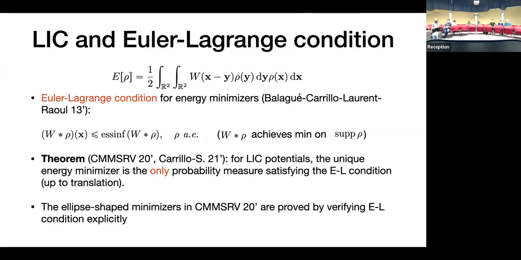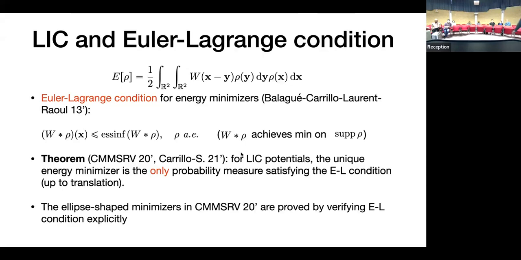Okay, so about this energy functional, if you care about the energy minimizers, a very natural thing to do is to derive the Euler-Lagrange condition for energy minimizer. And this was done in the work of Carrillo, Laurent, and Rao in 2013, which basically says that the generated potential W convolved rho has to achieve its minimum on the support of rho. So basically, you can say that W convolved rho is some constant value on the support of rho and larger outside. So that's the Euler-Lagrange condition for the energy minimizer, which is a necessary condition.